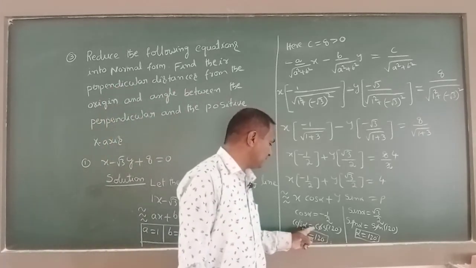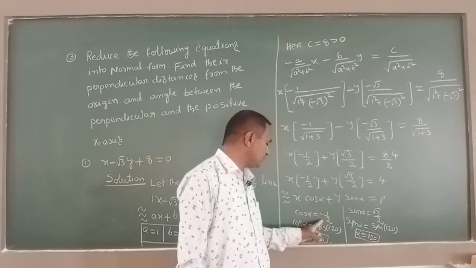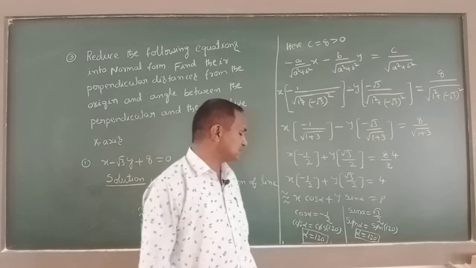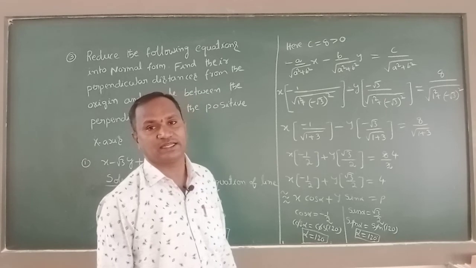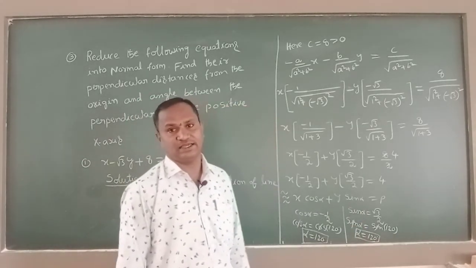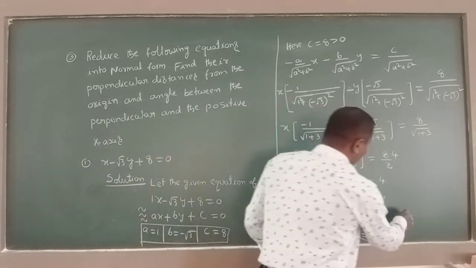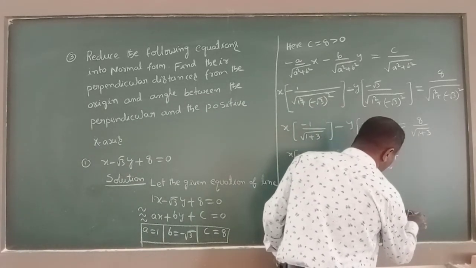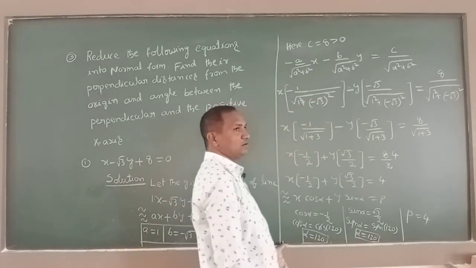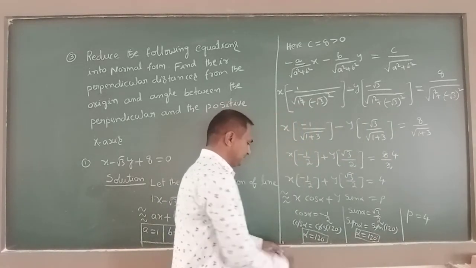That's what we can write. Cos alpha is equal to minus 1 by 2, or cos alpha is equal to cos 120 degree. Cos gets cancelled, alpha is equal to 120 degree. Even for sin alpha also we are taking 120 degree here. And finally, we can write p is equal to 4. It is the length of the perpendicular distance from the origin to that given line.